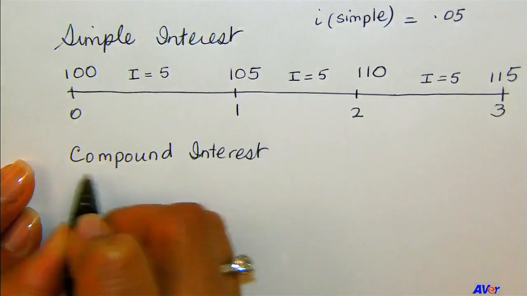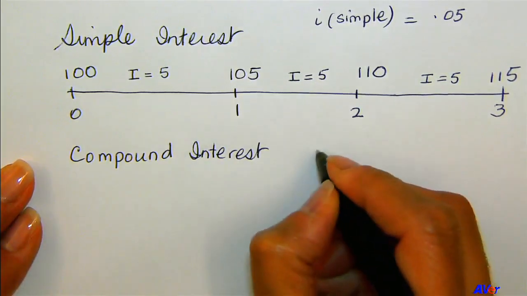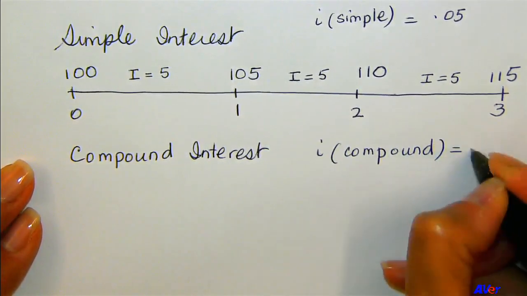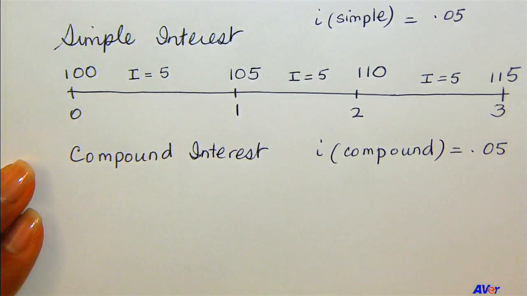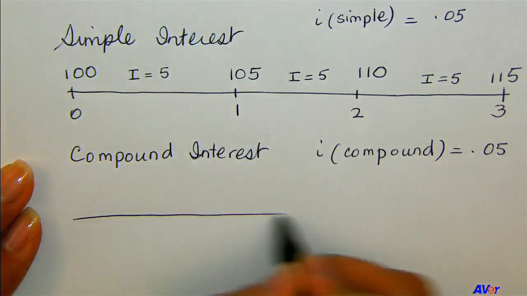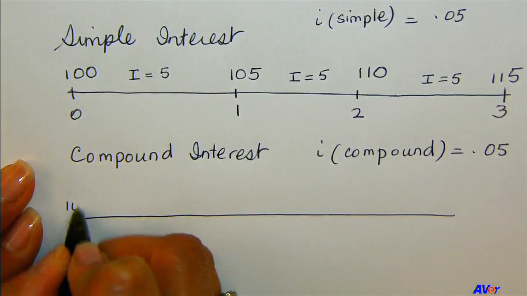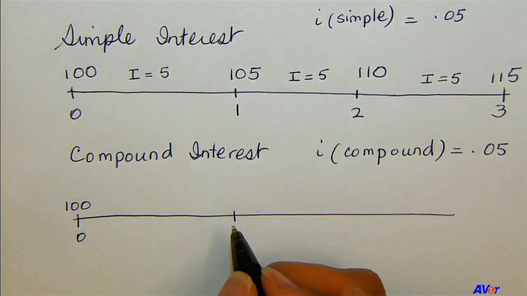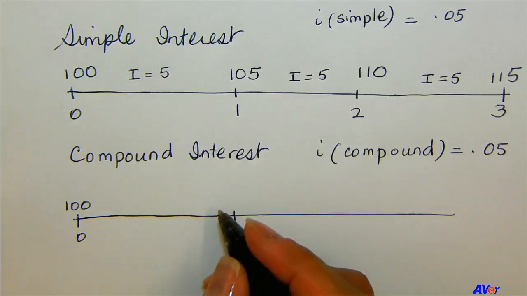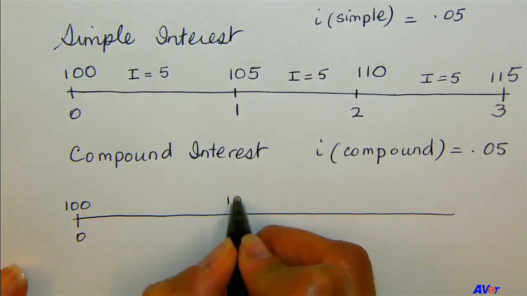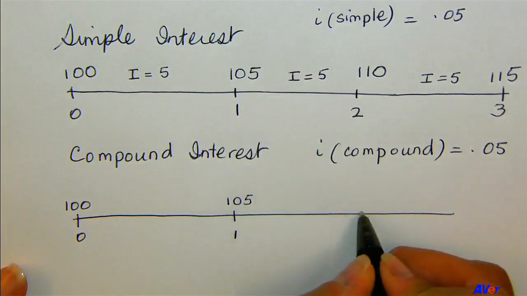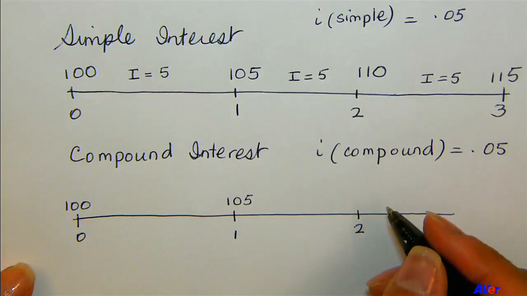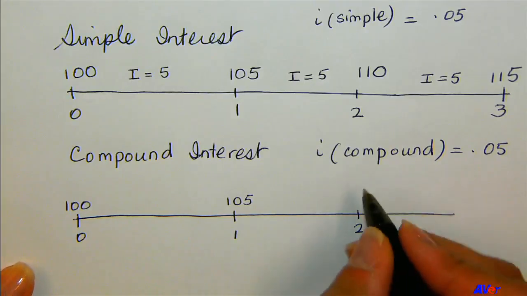Let's do the same thing, but this time it's compound. I compound equals 0.05. What do you say? I start at time 0 with $100. What do I have at time 1? Still 105? Okay. 105. And what do I have at time 2? Whatever 105 times 1.05 is.